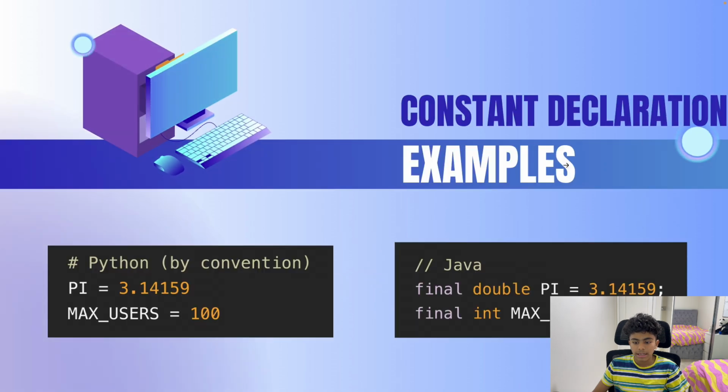So constant declaration in Python is a bit weird because by convention you can only do it by writing in all caps. But in Java, as you can see here, it's more clear. You say final, and then you have the rest of your syntax to declare a variable. And also you don't have to use capital letters. It's just preferred to use capital letters in Java.